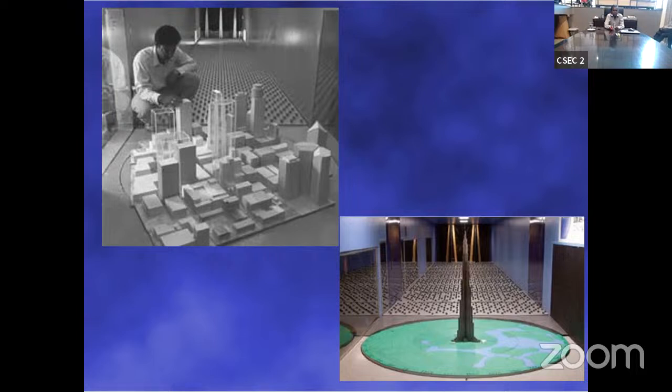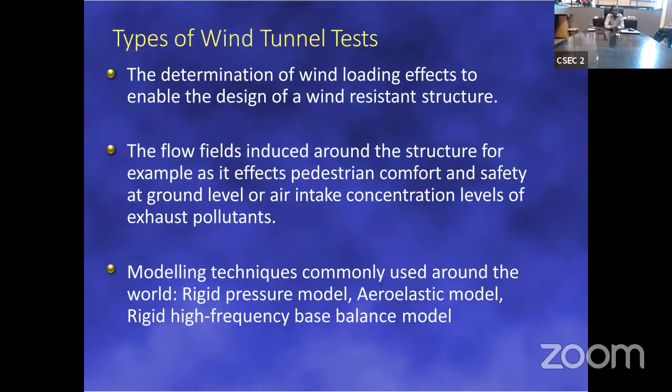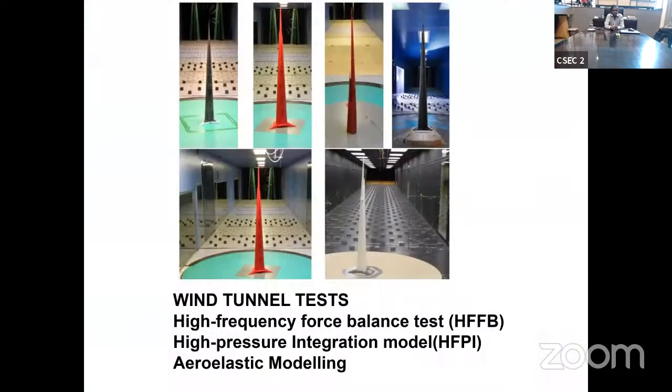Lotus Tower is the same. We didn't put any other buildings, just that building, because it's so tall compared to the other buildings. Usually, you have to have all the other buildings to look at what's called the interference as well. And so a type of wind tunnel test, I'll skip some of that work. That's for the work for the Jeddah Tower. And the type of wind tunnel tests done for the Lotus Tower are the high frequency force balance test, integration test, aeroelastic modeling.